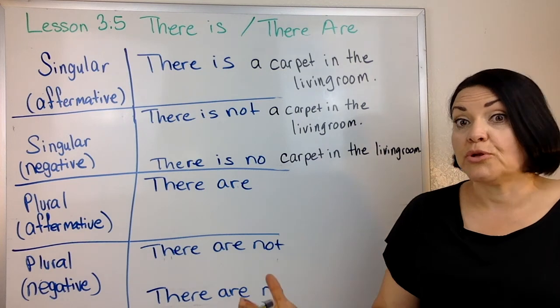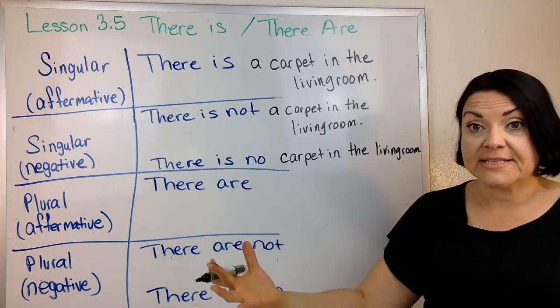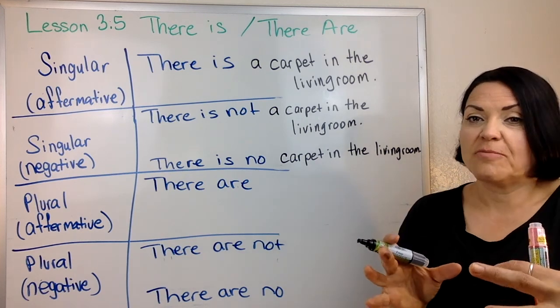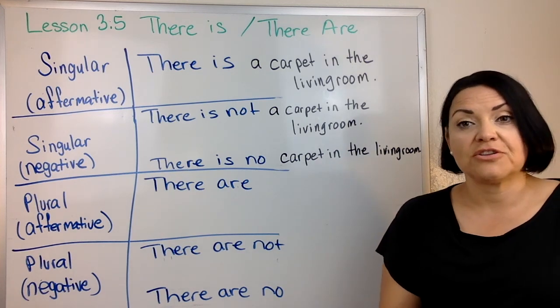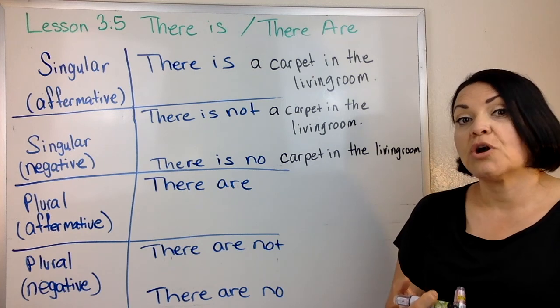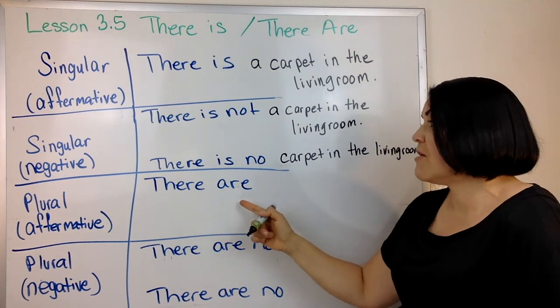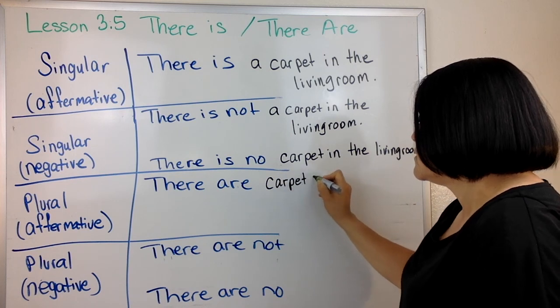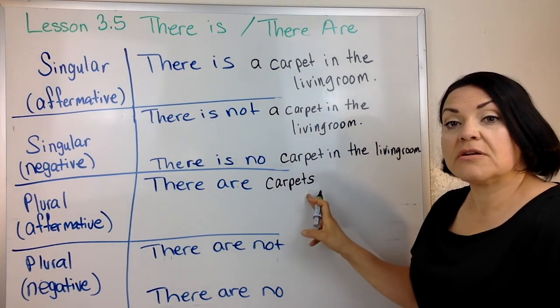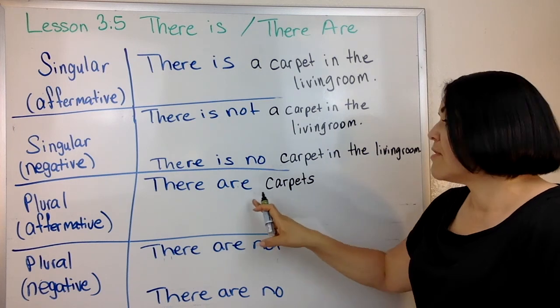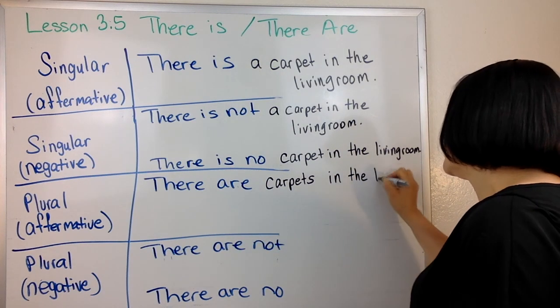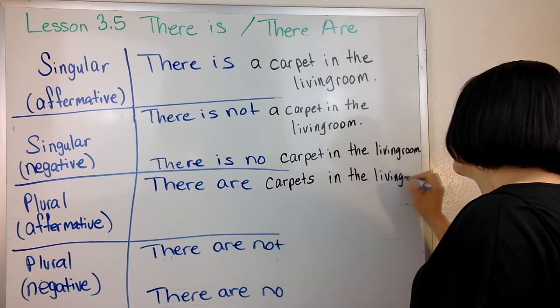Now we're going to do plural. We're going to use carpets. Sometimes in your living room, you might have smaller pieces of carpet by the door, under the coffee table. So carpets, many. There are carpets. So we have to make our noun plural. There are carpets in the living room.